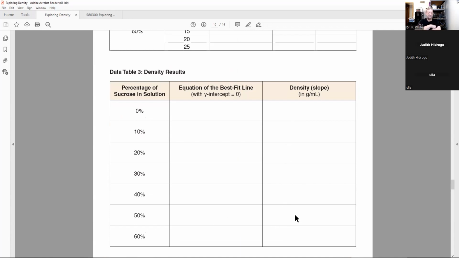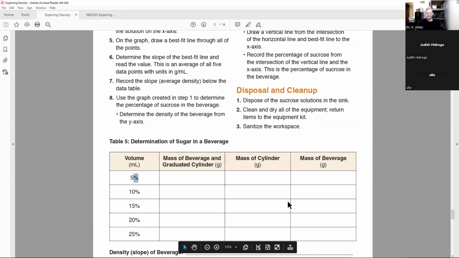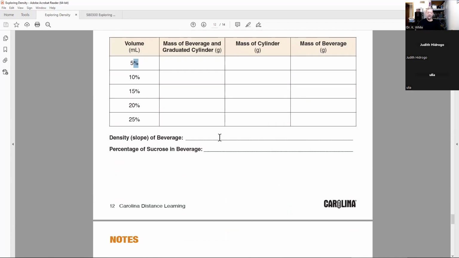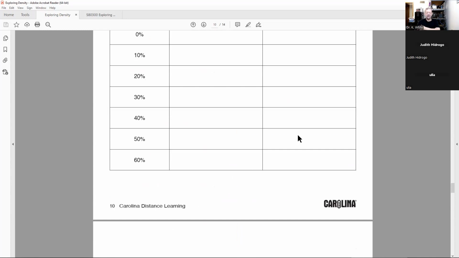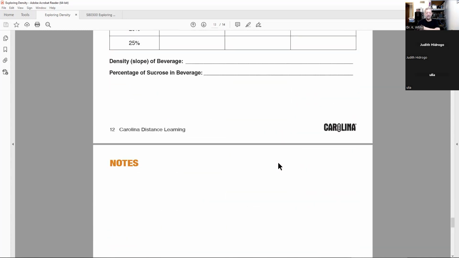Let's say the density of the 50% is, I don't know, 9.00 grams per milliliter. I don't know if that's valid or not. And your density of the beverage was 8.9. Well, in that case, the density of the 50% is close to what you got for the beverage. So that would tell you, and again, this is hypothetical, that the beverage density or percent sucrose would be 50%. And that's how you answer that.